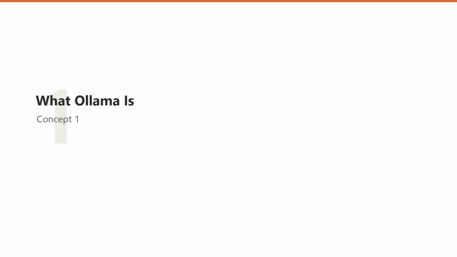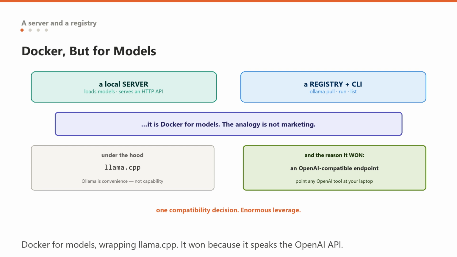Concept 1. What Ollama actually is, and what it is a wrapper around. Ollama is 2 things. It is a local server that loads models and serves inference over an HTTP API on your machine. And it is a registry and a command line tool that makes fetching and running those models trivial. Ollama pull, Ollama run, Ollama list. The Docker comparison is not marketing. It is genuinely the right mental model. A registry of pre-built artifacts, a simple pull and run interface, and a declarative file to customize one.